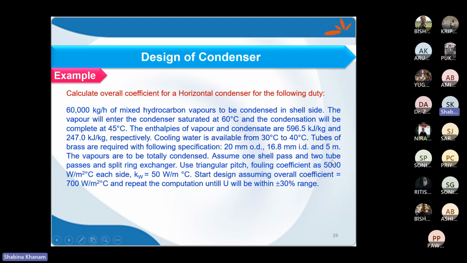Assume we have one shell and two tube pass with the split ring exchanger. So a 1-2 shell and tube exchanger is there. Triangular pitch we are considering, and fouling coefficients are 5,000 for each side, because we need to find out the overall heat transfer coefficient. So you need to get the fouling factor, and the thermal conductivity of the wall is given like this. So we need to consider the overall coefficient assumed value as 700, and repeat the computation until you find it within plus minus 30% range.